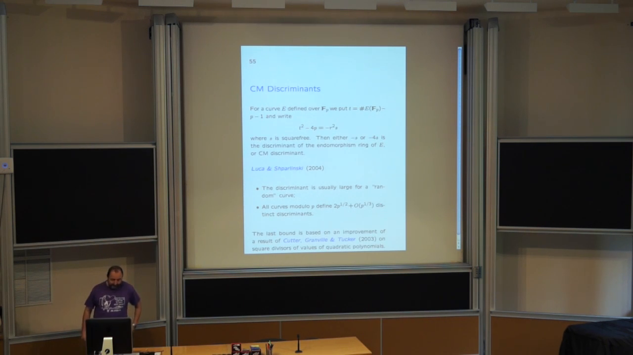Now, one more issue about arithmetic structures of quantities associated to elliptic curves is the question about CM discriminants.